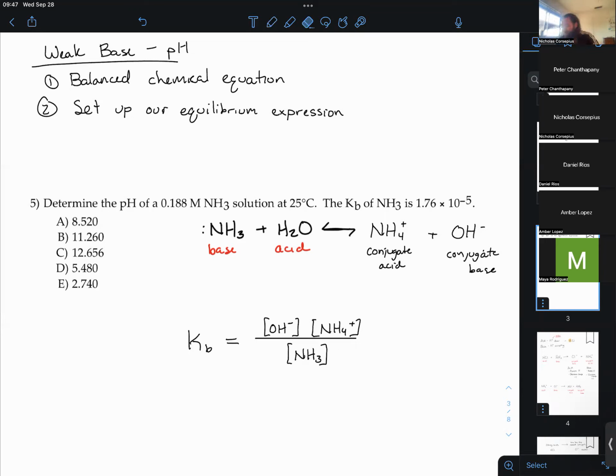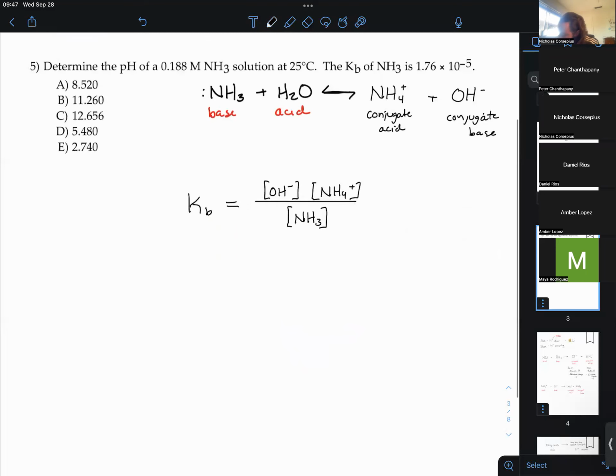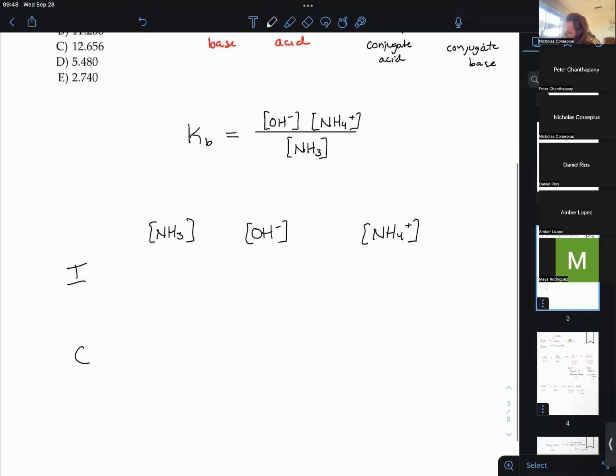All right, so step two, we have our equilibrium expression. We have this from the problem, right? That value is given to us. The problem is, what the heck goes here, here, and here, right? And for that is why we use our ICE table. We're going to have to look at the initial concentration of everything in our equilibrium expression. So the concentration of base, concentration of hydroxide, and the concentration of the hydronium. The initial, the change, and the equilibrium value.